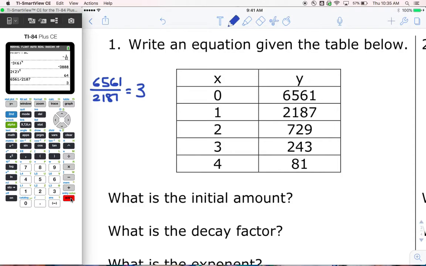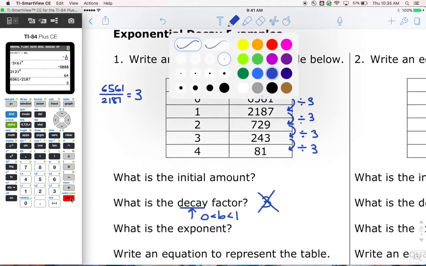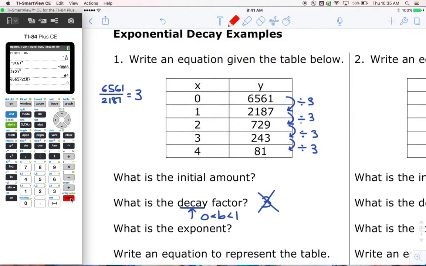All right, so it looks like we're dividing by 3 each time. But my growth factor is not 3. Remember, we said if it's going to be decay, it needs to be between 0 and 1. Also, we have to be multiplying. I know that it looks like we're dividing here, but we have to do this as a multiplication statement. So dividing by 3 is the same as what?